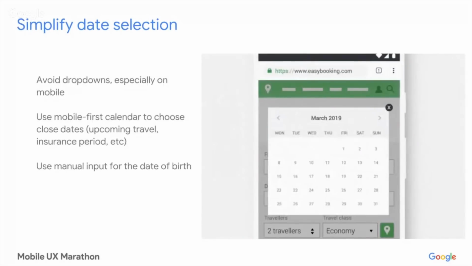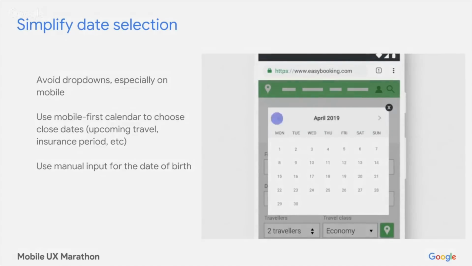So what is the best way to enter a date? You can consider using a mobile-first calendar, right? It's a good way to enter dates that are relatively close to the current one, for example, for booking an upcoming trip. For the date of birth, the best way to get the input is by allowing users to manually tap in the date, right? So you don't ask people to swipe through all the years and all the months back to their date of birth.